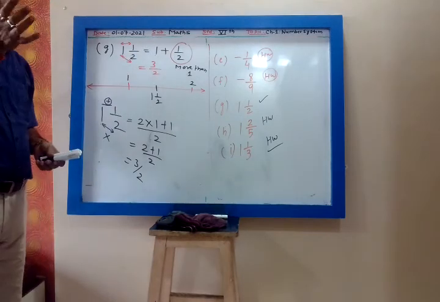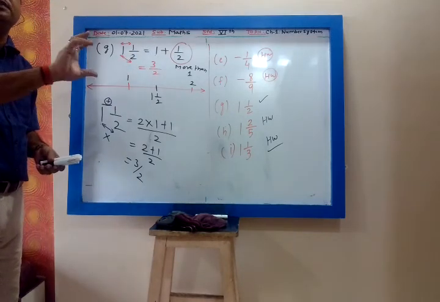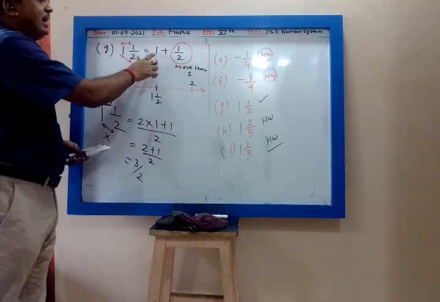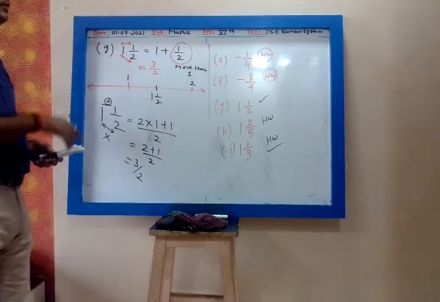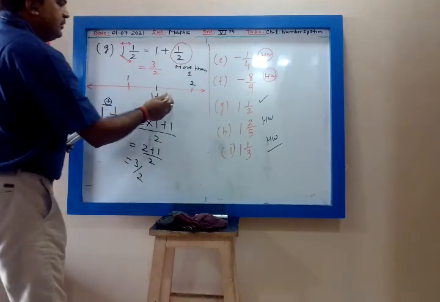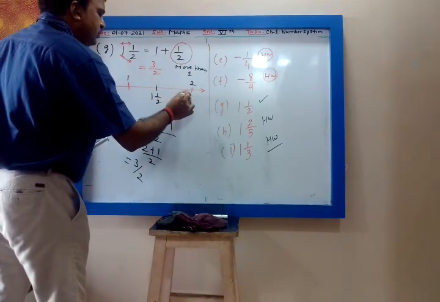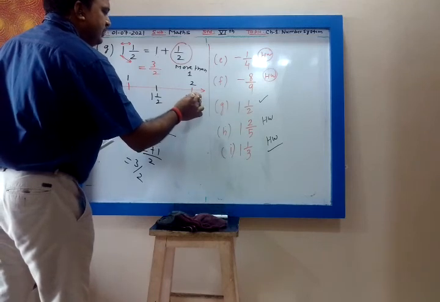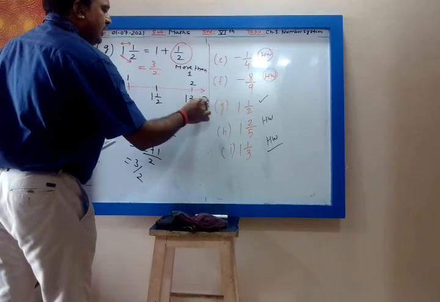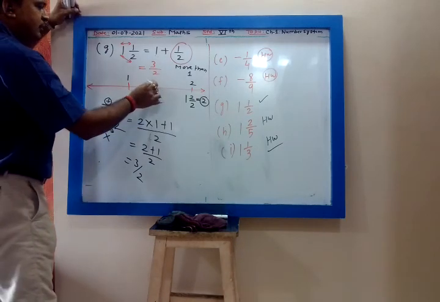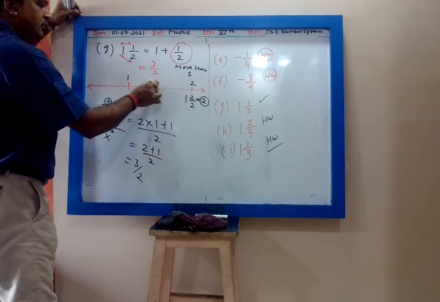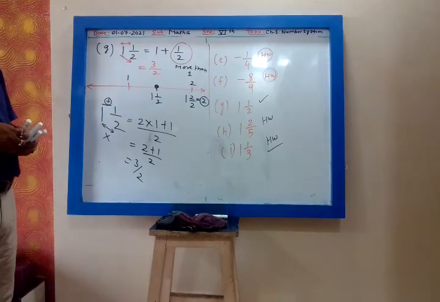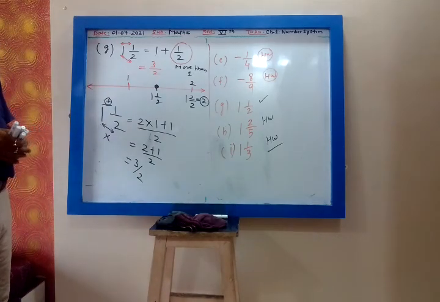My dear, it is 3 upon 2. But this number will not lie between 0 and 1. It will lie between 1 and 2. So 1 and 1 by 2. Next it is 1 and 2 by 2, which is nothing but my 2. So 1 and 1 by 2 is this number, this fraction.